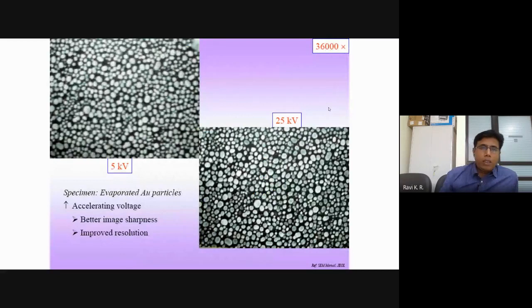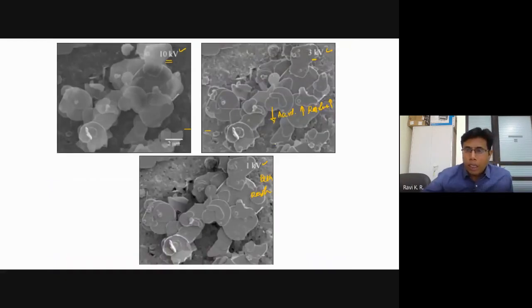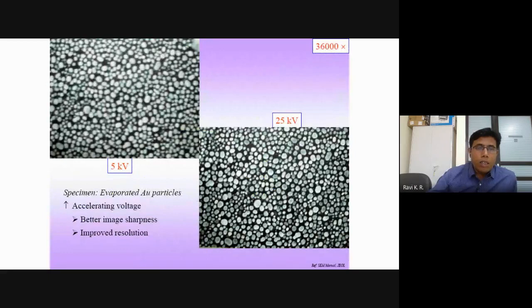Now you take this image. What we got earlier is that by decreasing the acceleration voltage, the resolution improved. But here, these are evaporated gold particles. You can see this is 5 kV. When you increase to 25 kV, what you see here is that with increased acceleration voltage, the resolution is increasing. Why is it so? Any idea?